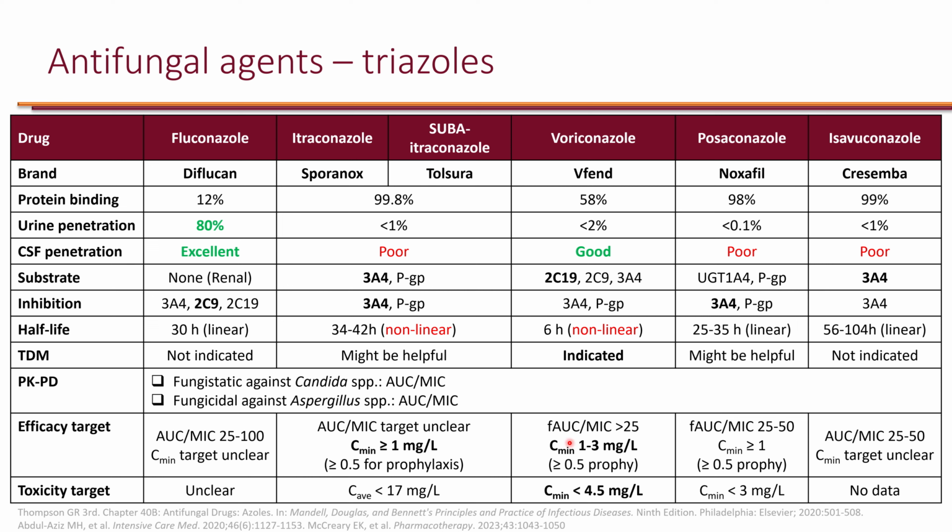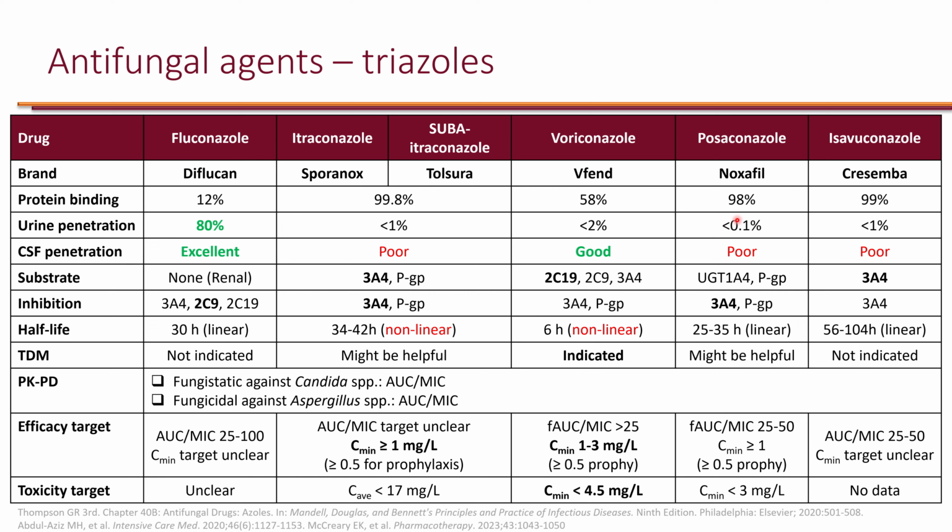So for voriconazole, a trough of 1 to 3 is indicated for treatment. SIDP specifically recommends a trough of 1 to 2, but other sources say 1 to 3. And for prophylaxis, it's at least a trough of 0.5. And of course, we want to keep it to less than 4.5. Some sources say it might be even better to keep the trough under 3.5 to avoid toxicity.